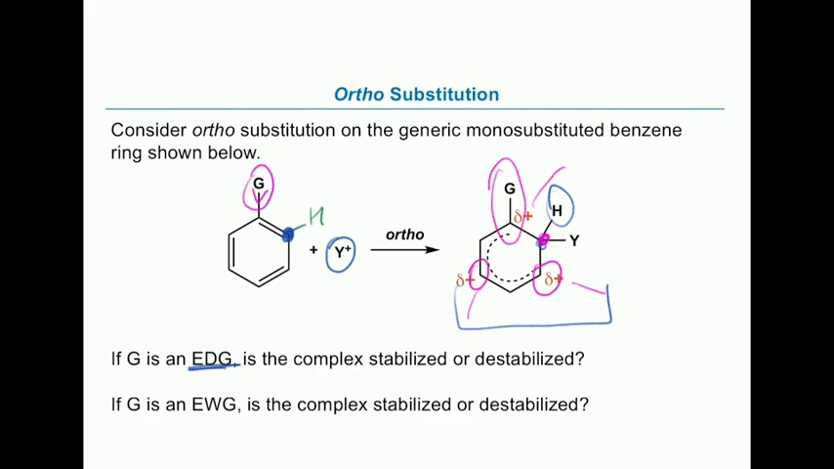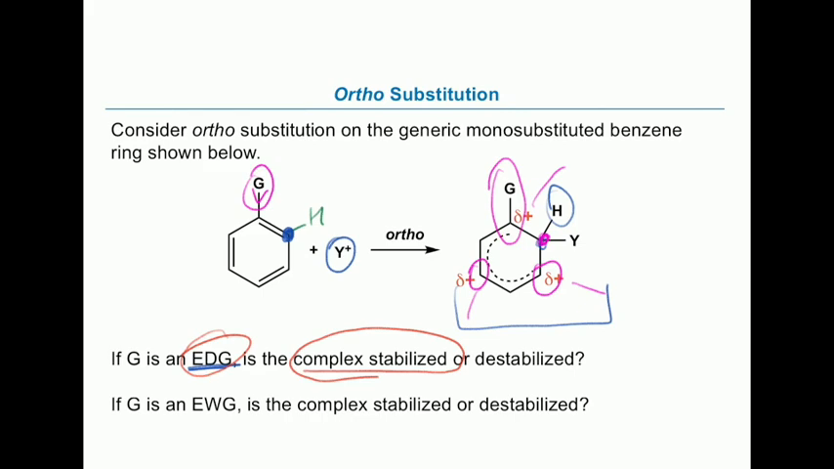Opposite action. So if we have an electron donating group, the complex will be stabilized. This specific geometry in the complex is stabilized, by which we mean substituting at the ortho center is a good thing because we created a carbocation that has a stabilized intermediate, right?